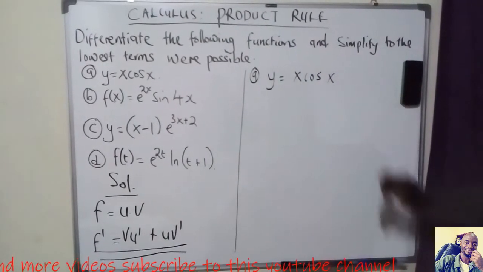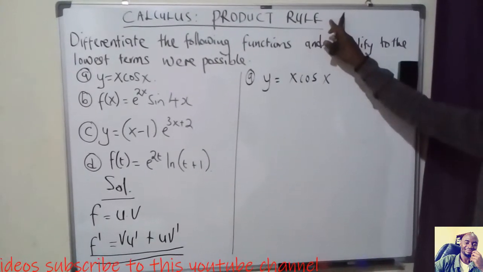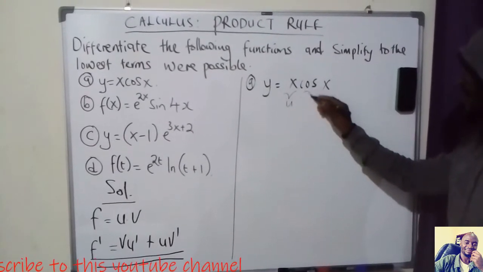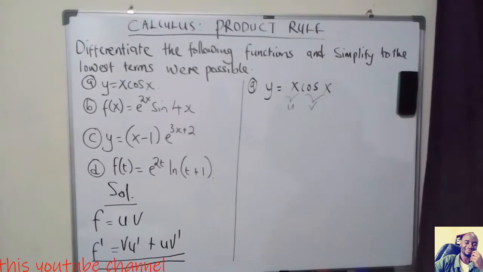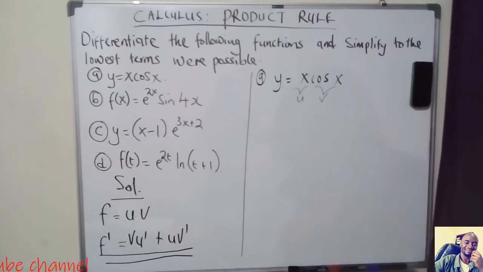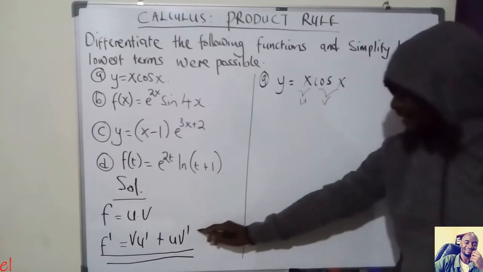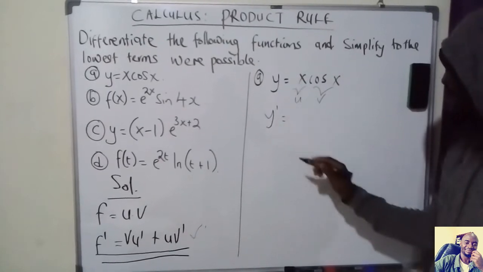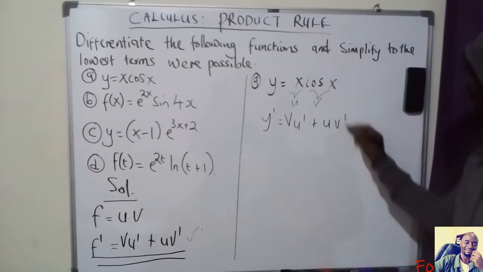If you want to differentiate this one, you can see that we are multiplying this function by this function. So we are going to use the product rule. First, you let this be u, then you let this one be v. But you can make anyone u and the other one v; you name them alternatively. If you name this one v, the other one becomes u. So here we write our product rule: y prime is equal to v u prime plus u v prime.